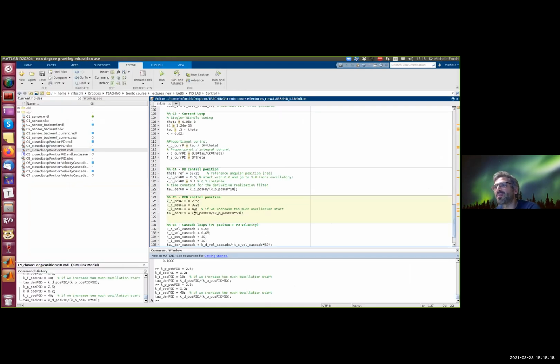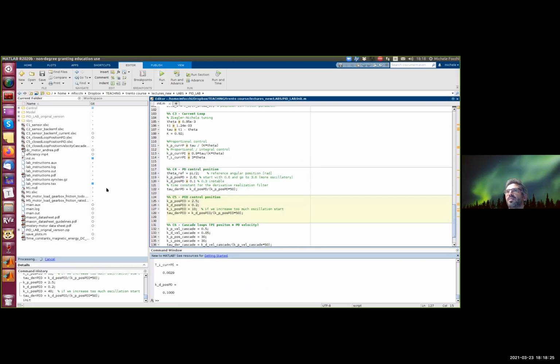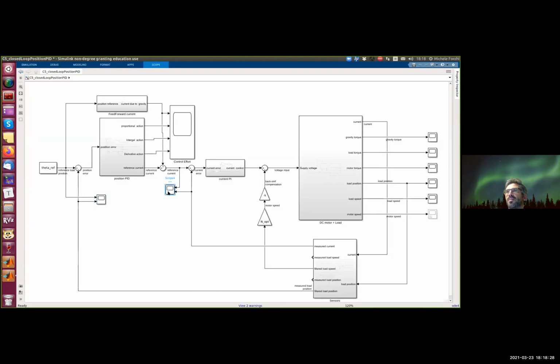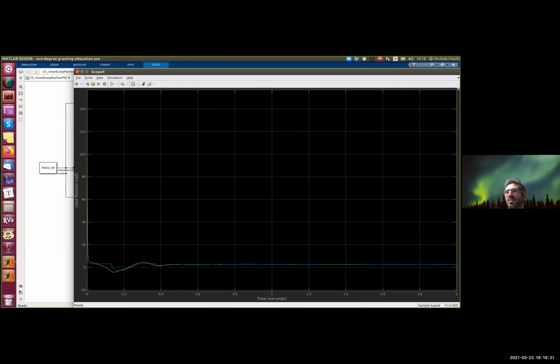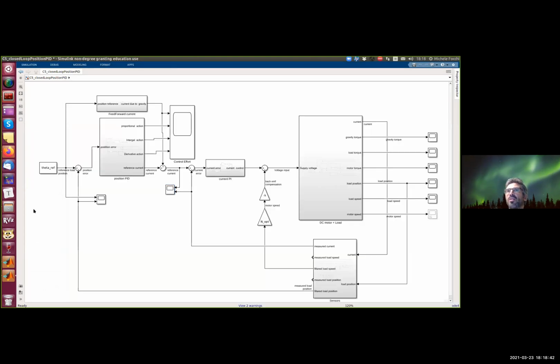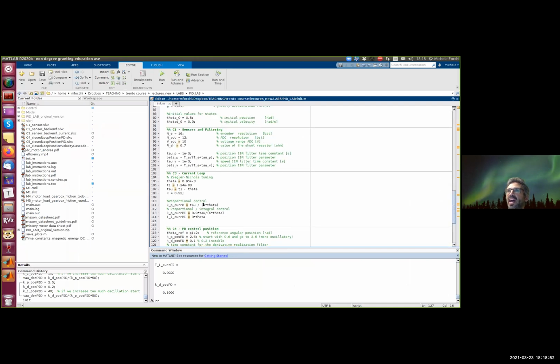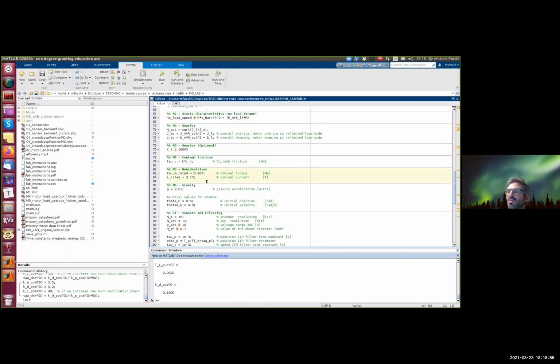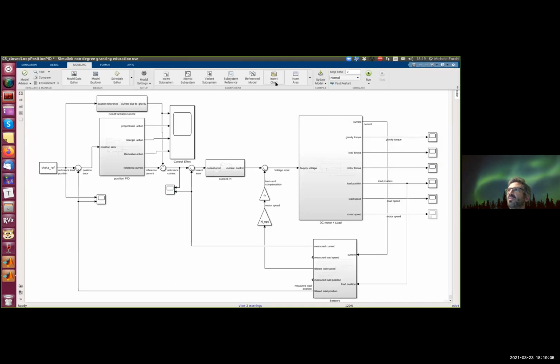But why do we have such a bad response, in your opinion? Let's see the current. Wow, the current is doing nice, but at the beginning again it's saturating. So maybe we are asking too much from our system. Let's try to pretend that we have a better motor. So let's try to increase by 5 times the limits in the current, in the saturation of the current. And let's see how the system improves.